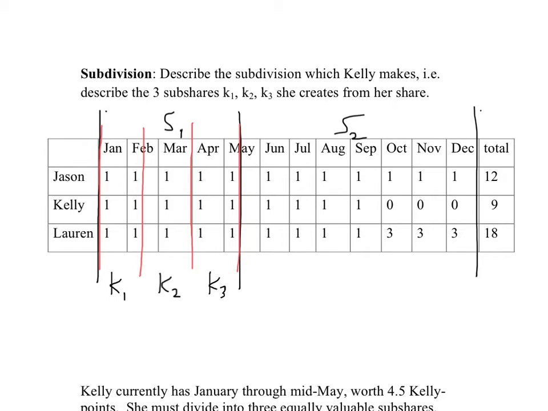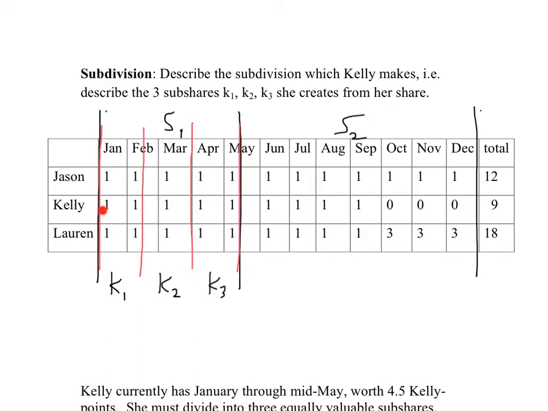So once again, the logic was that her share is worth 4.5 Kelly points before she subdivides. She has to subdivide into three equal parts because that's how the method works. So 4.5 divided by 3 equals 1.5. Each subshare must be worth 1.5 Kelly points.